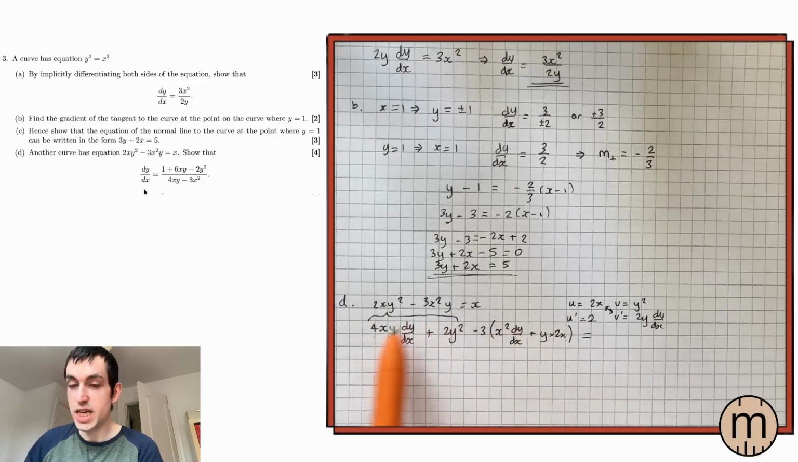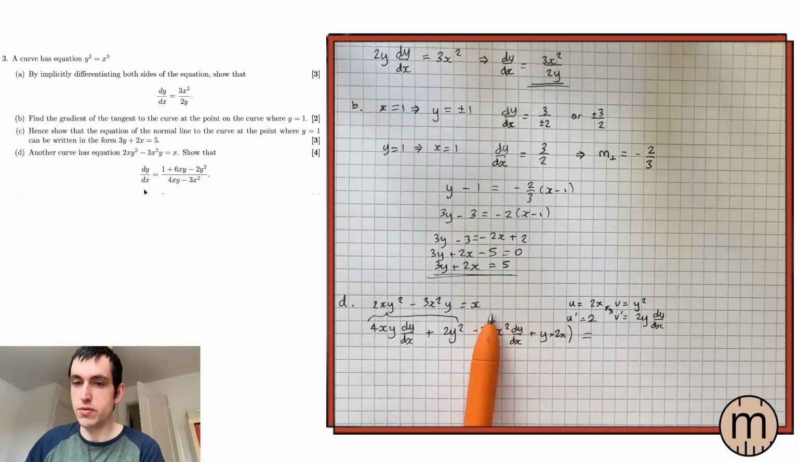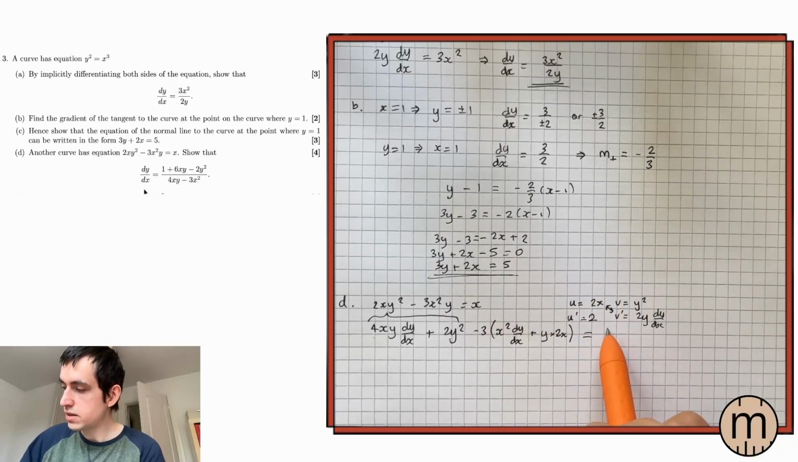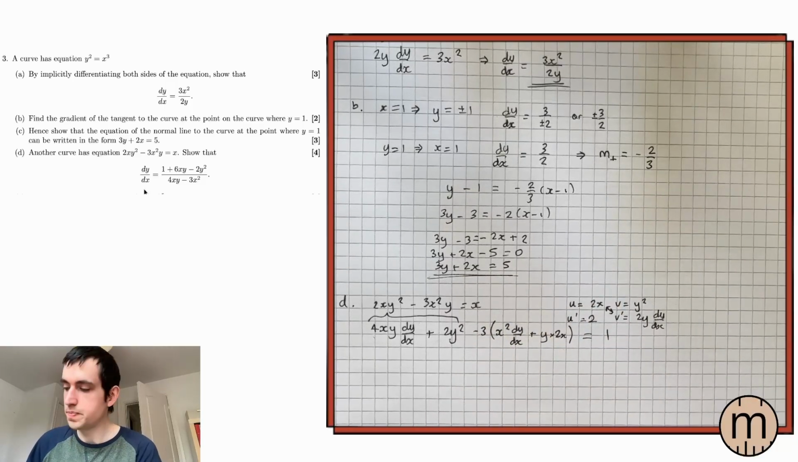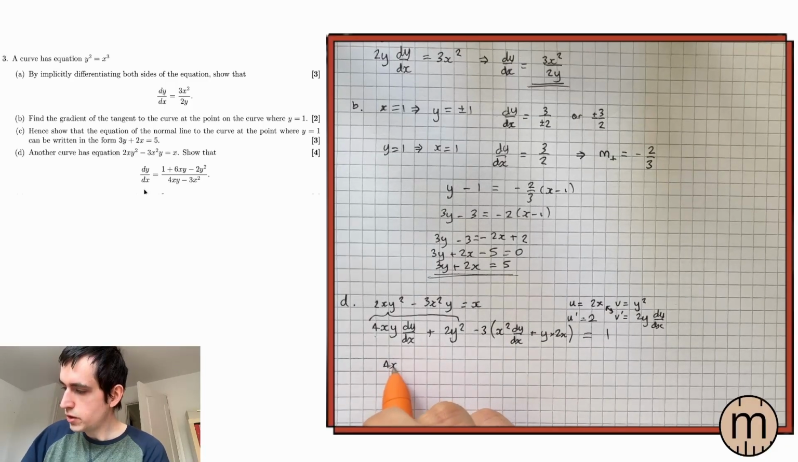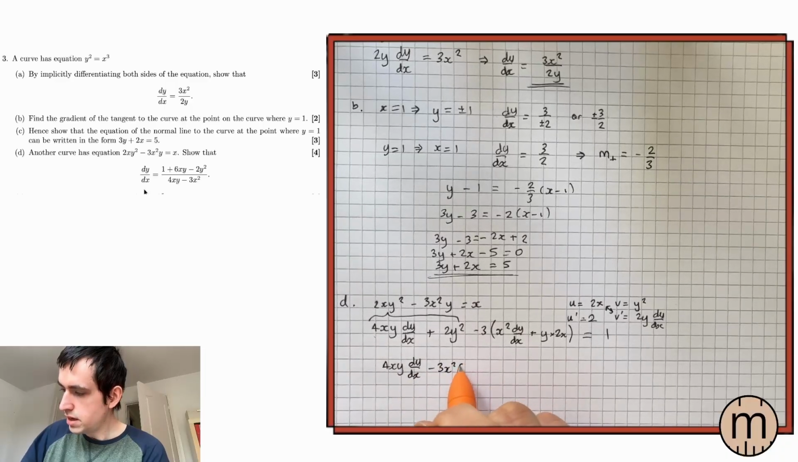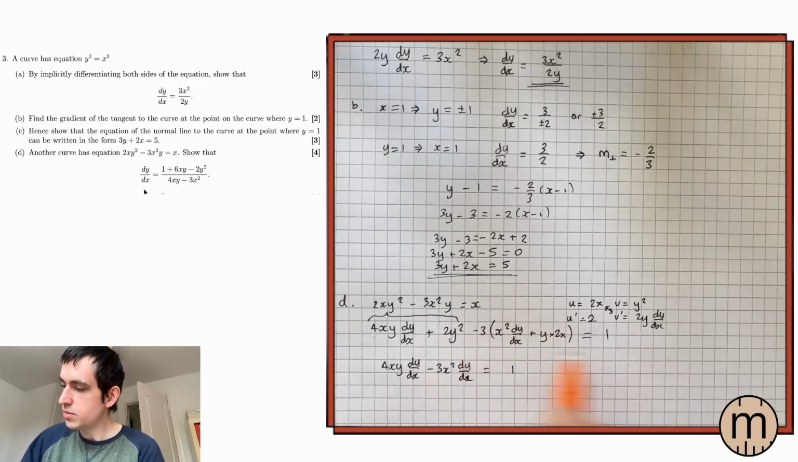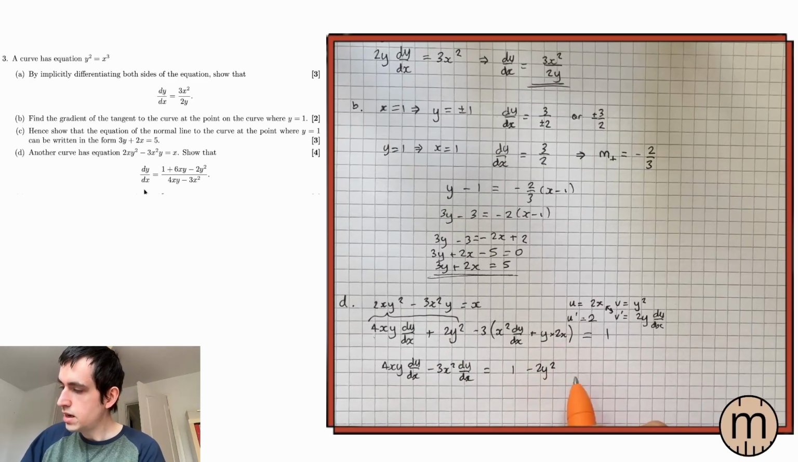Now we've differentiated the left, we also need to differentiate the right. The derivative of x, or 1x, is just 1. Let's put this all together then. We've got dy dx twice, so I'm going to combine those together on one side. Everything else I'm going to send to the other side. So I'm going to minus 2y squared, and I'm going to plus, that's going to be 6xy.